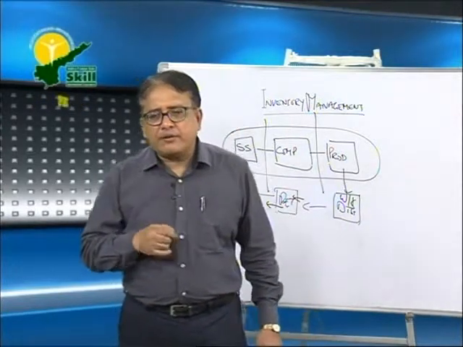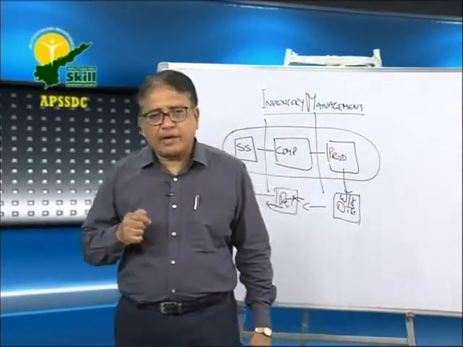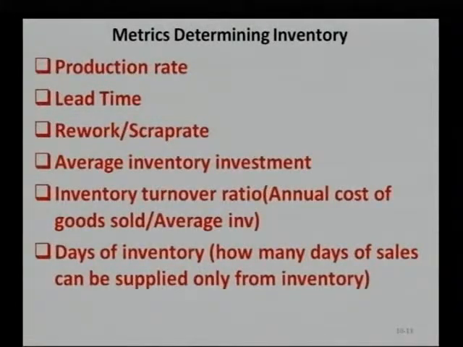Now, there are certain metrics which determine the volume of inventory that is required, and whether an inventory is high or low is determined by certain parameters. We call them metrics. One is the production rate. If the production rate is efficient and high, obviously the inventory will grow.